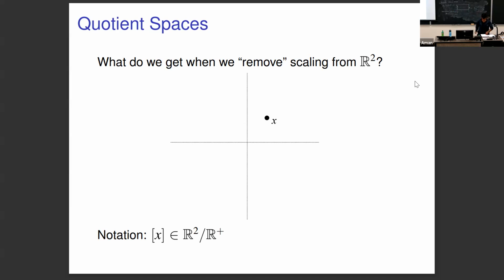All right. So now let's move on very quickly. Yeah, so going back to the slide, you can use these quotient spaces to also remove scaling from a point in R2. How do you do that? Let's say your equivalence relationship is defined.